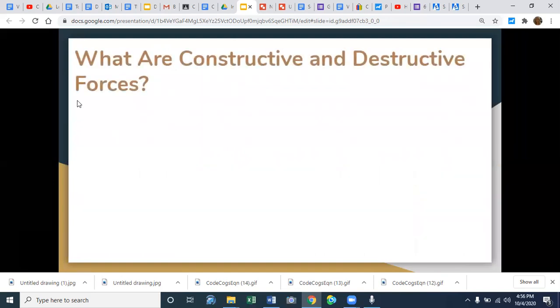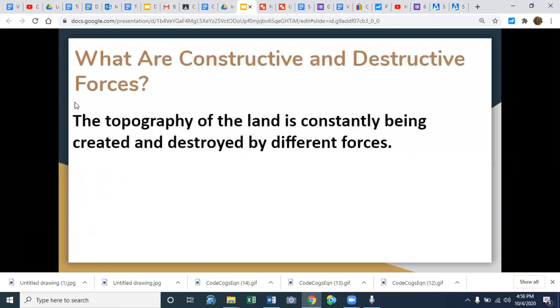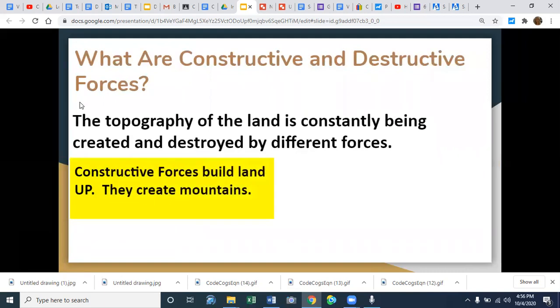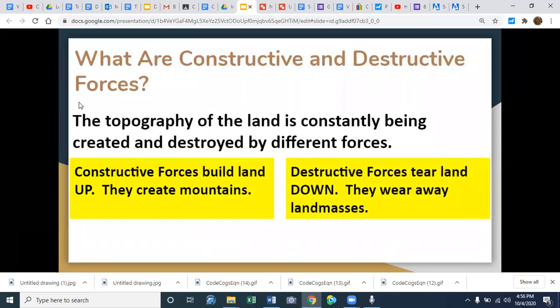Okay, now let's talk a little bit about constructive and destructive forces. The topography of the land is constantly being created and destroyed by different forces. That's what shapes and makes the geosphere change. So constructive forces are going to build land up and they are going to create mountains. And destructive forces are going to tear land down and they are going to wear away land masses.